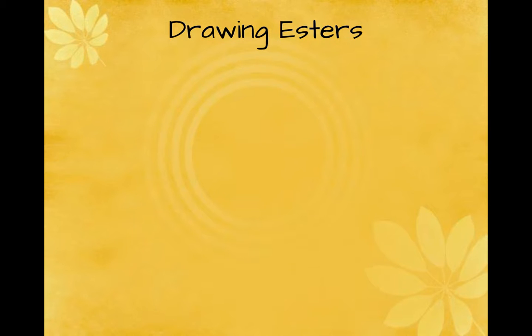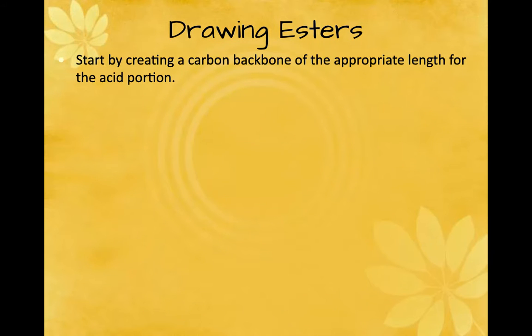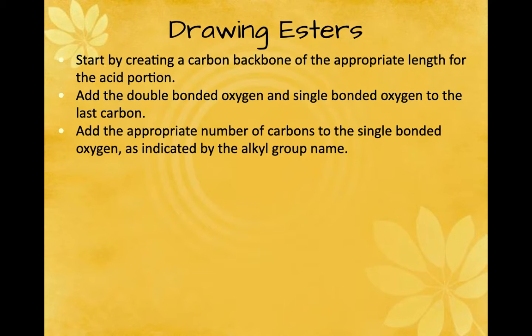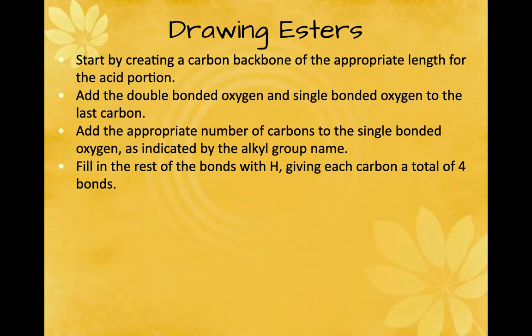So how do we draw an ester? You want to start by creating a carbon backbone of the appropriate length for the acid portion. Then you add the carbonyl group, the double bonded oxygen, and add that single bonded oxygen to the last carbon. Then you're going to add the appropriate number of carbons to the single bonded oxygen as indicated by the alkyl group name. Then fill in the rest of the bonds with H so that each carbon has a total of 4 bonds.